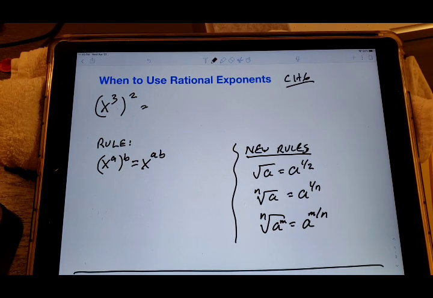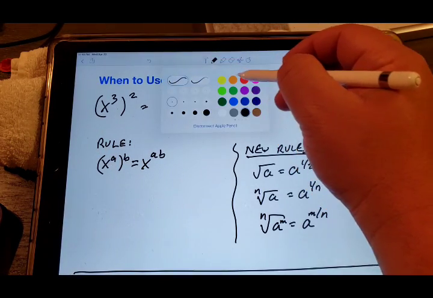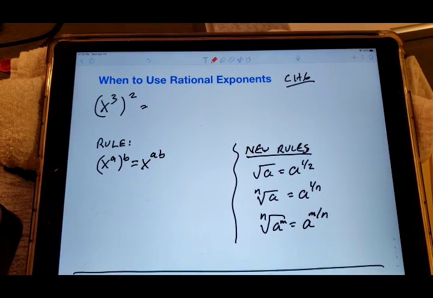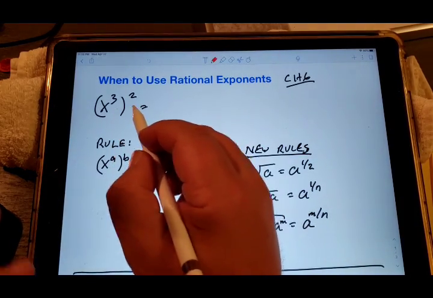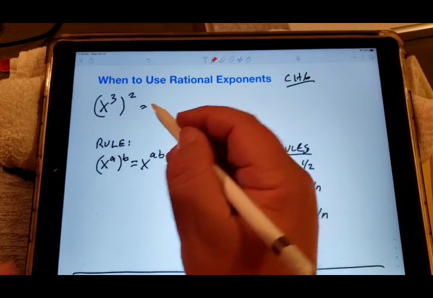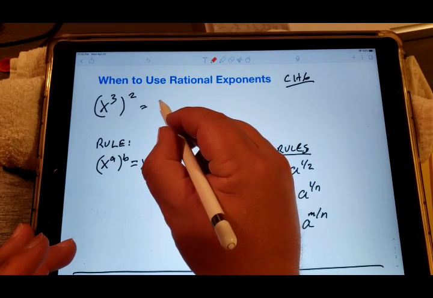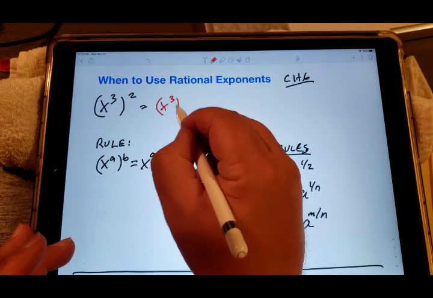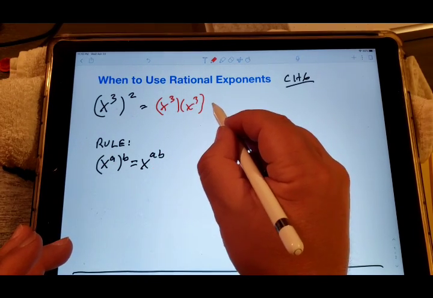And I'm going to go ahead and do this first example here. What I have written already in black is already there, so let me just write on top of this in another color. I'm not going to use a rule here. I'm just going to, well, use a rule just to do what it says. So square means x cubed times x cubed. I'm just thinking squaring something means to write it twice.